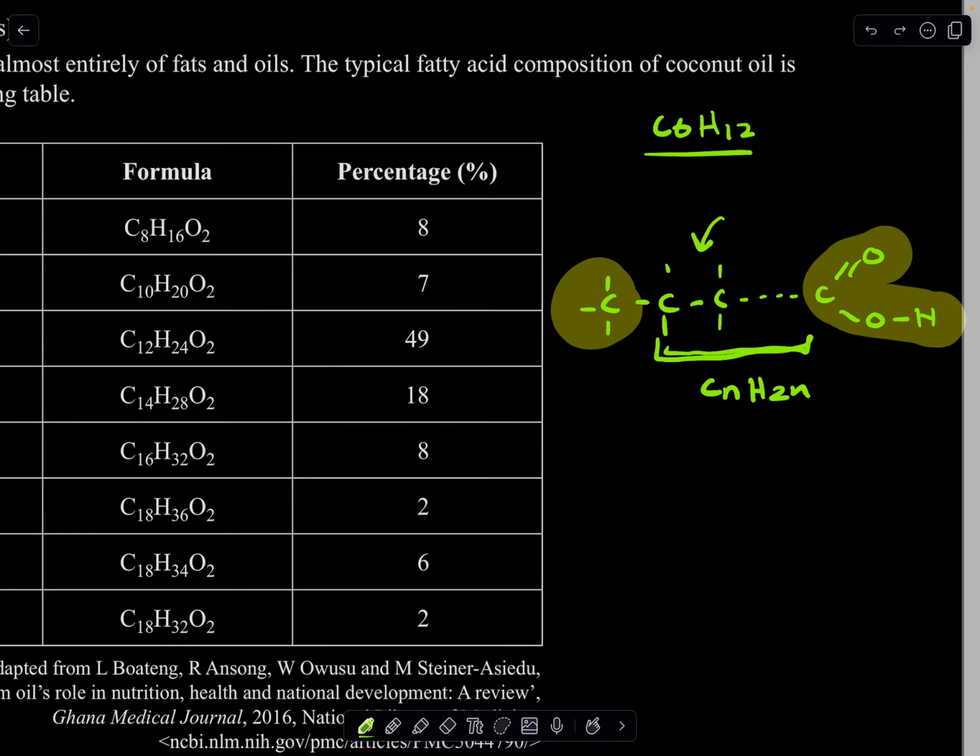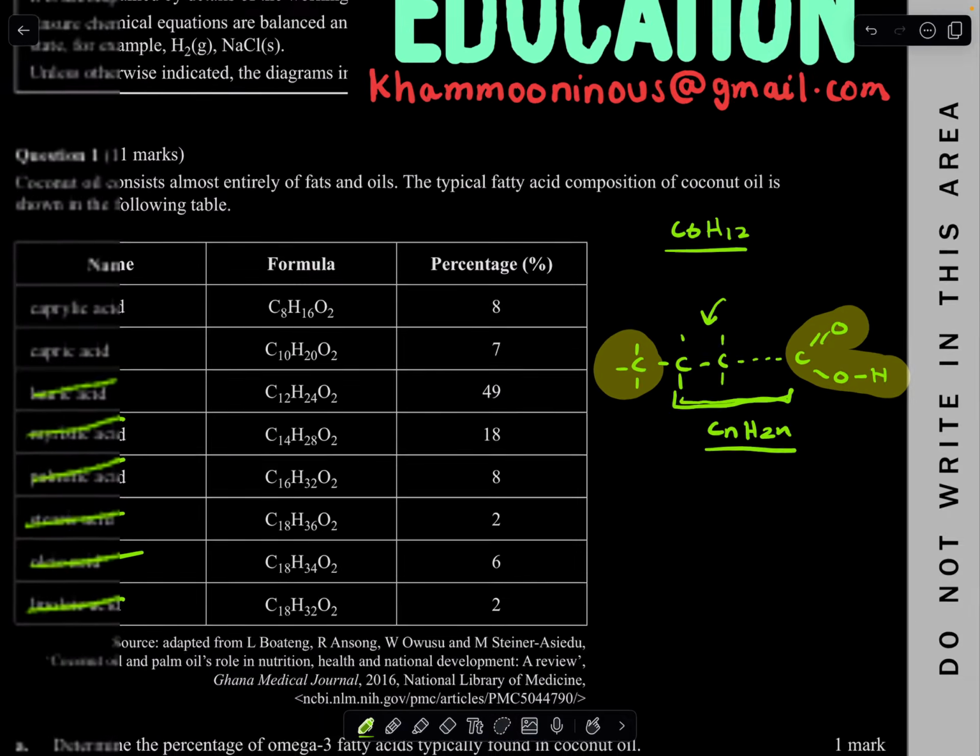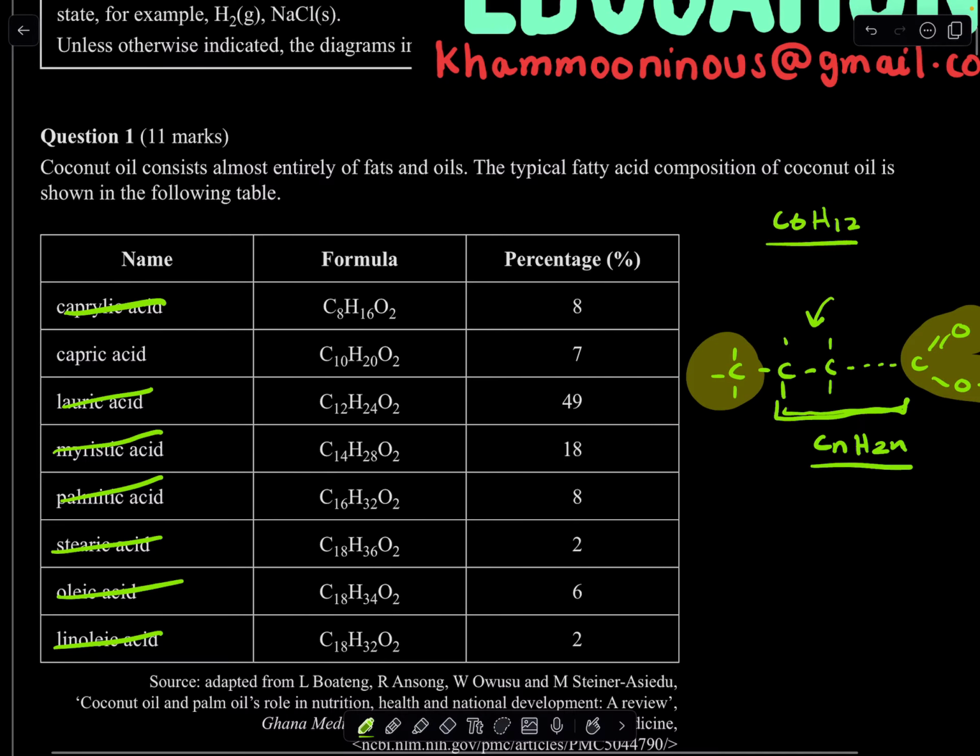Does it fit this formula? Yes, it does. So when N is 6, hydrogens are 2 times that, which is 12. Yes, it does. So it means that it doesn't even have a double bond. And if it doesn't even have a double bond, it's not even an omega acid. So straight away, this one also. And we're going to do that with capric acid too.